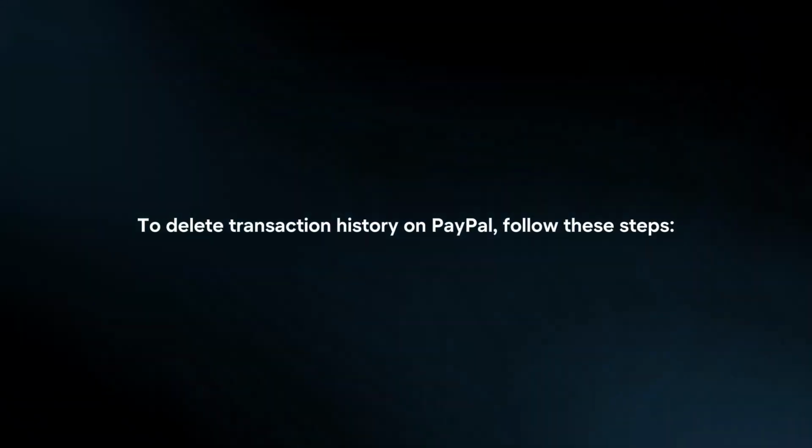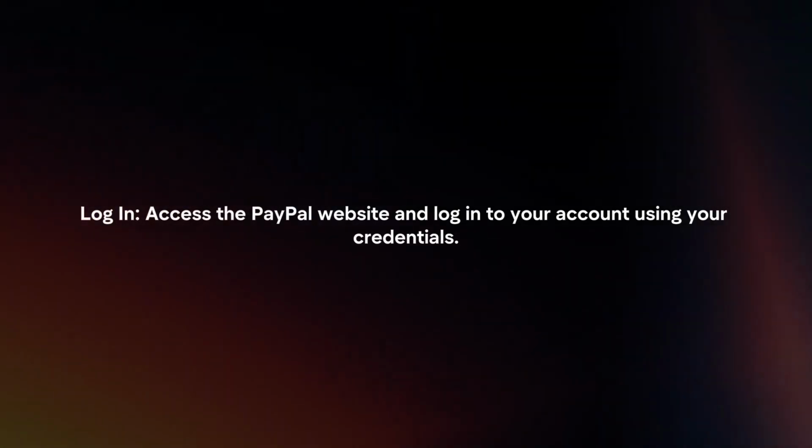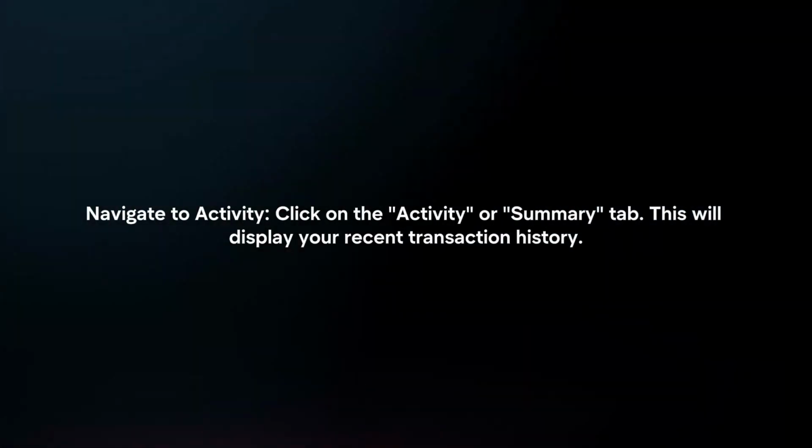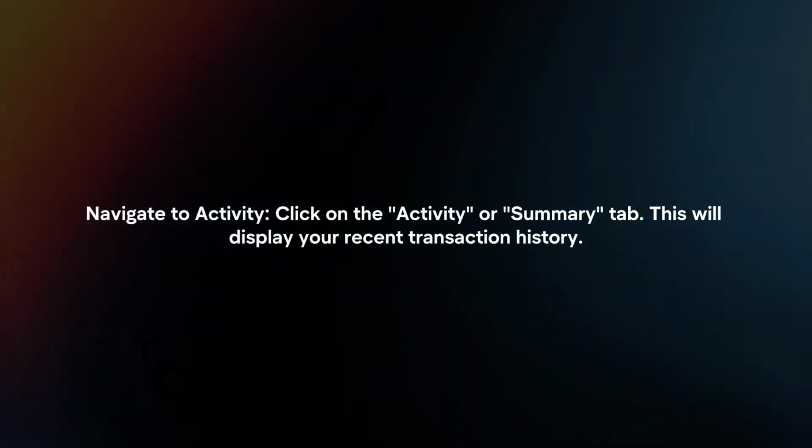To delete transaction history on PayPal, follow these steps. Log in. Access the PayPal website and log into your account using your credentials. Navigate to Activity. Click on the Activity or Summary tab. This will display your recent transaction history.